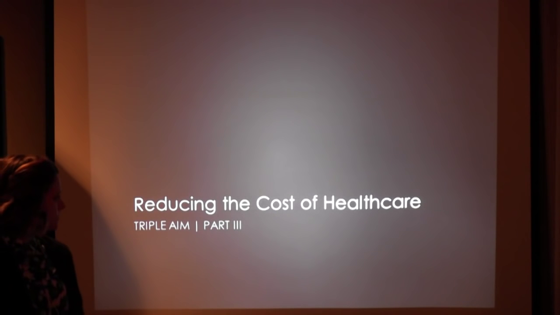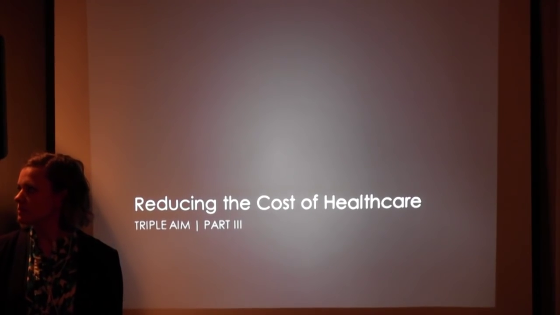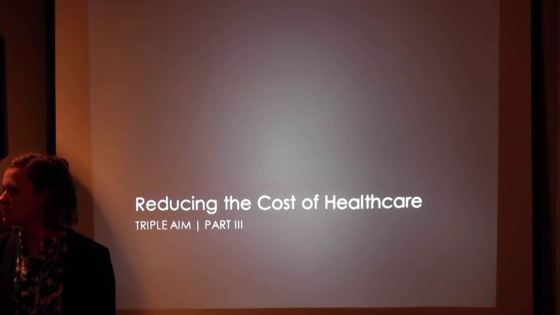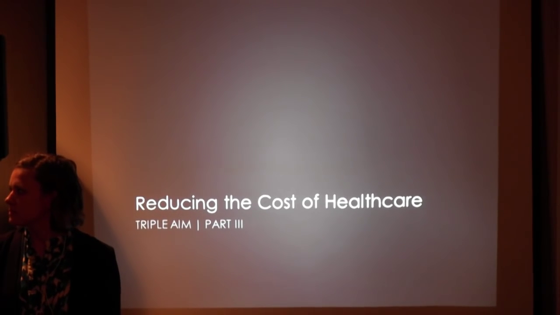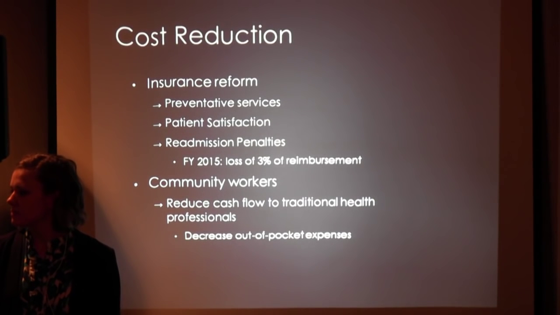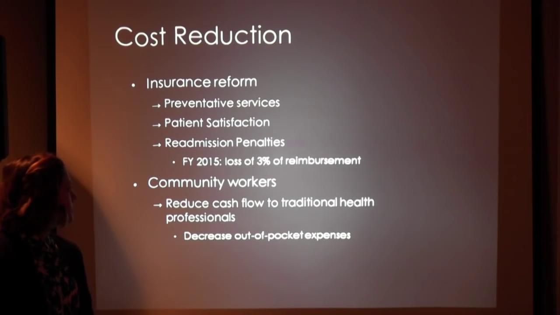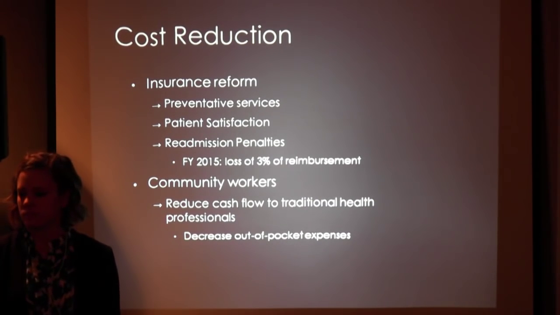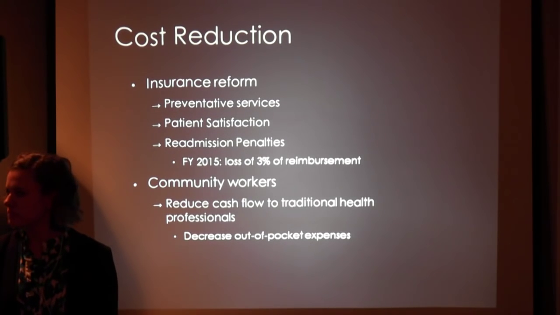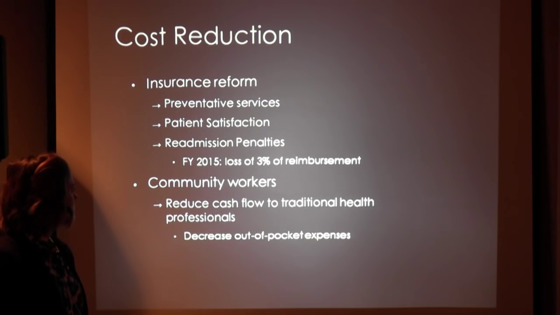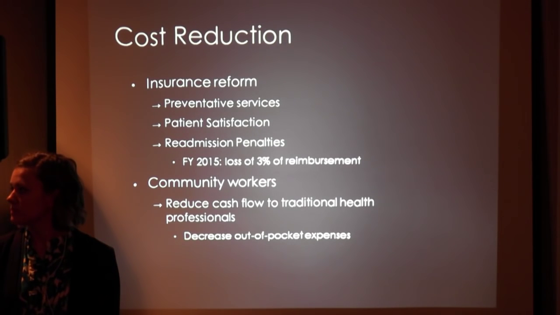Now, the third component of the Triple Aim approach is reducing the cost of healthcare. And I think what ends up happening with a lot of people is they think we can actually make medical treatment less expensive, but the reality is with inflation, you can't. So we need to focus on reallocating our resources elsewhere to prevent the need for medical treatment for stroke in the first place. And we believe that there are two ways really that can help us do this. First is insurance reform.